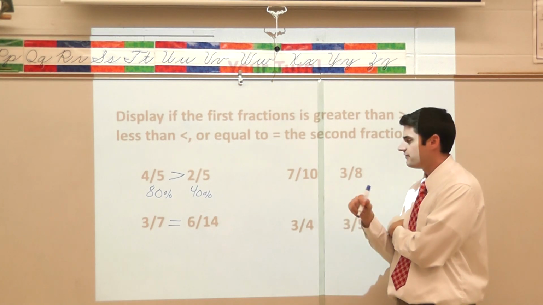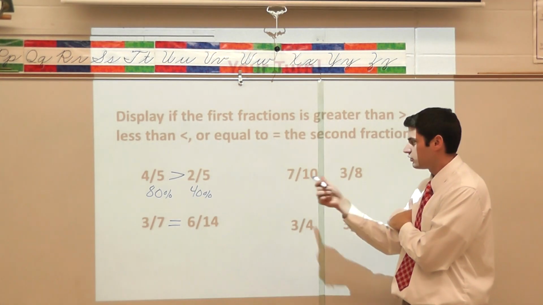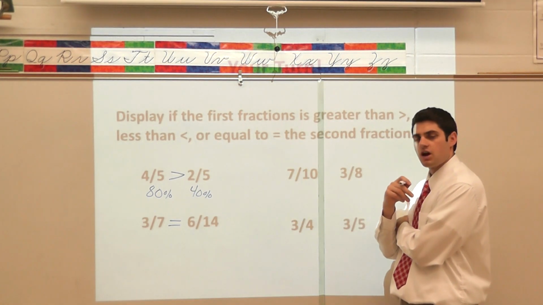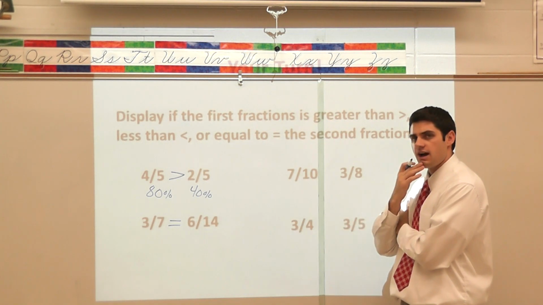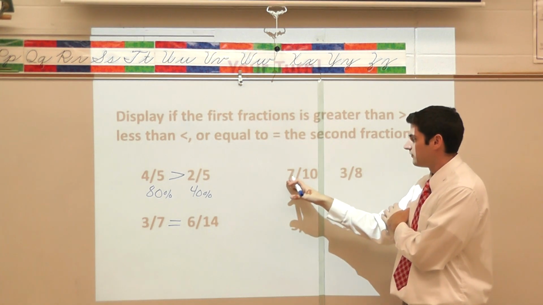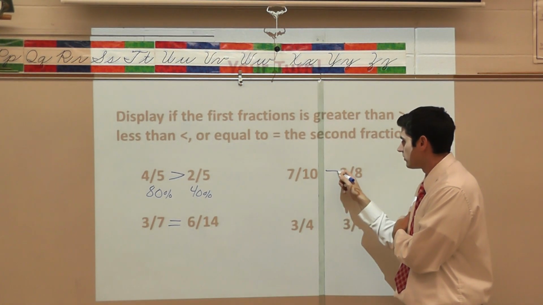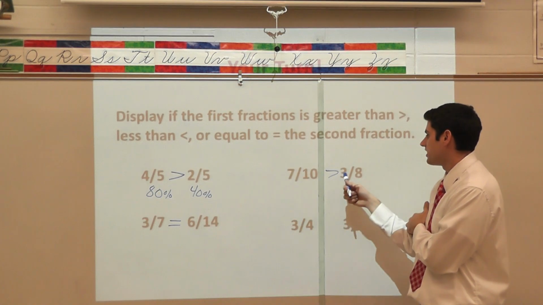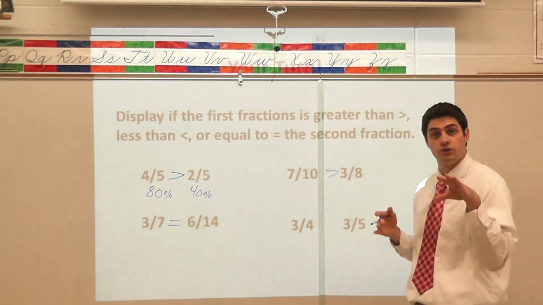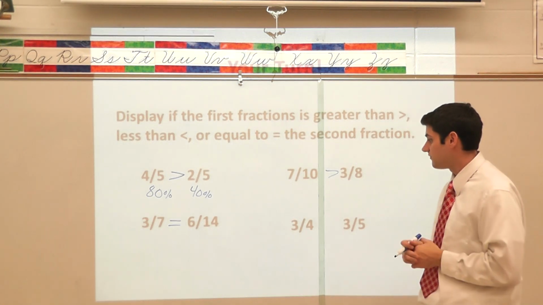Let's examine this one, 7/10. All right, well, 5/10 would be half. So if I have 7/10, I know it's more than half. So if this is more than half, and this is less than half, more than half has to be greater than. So 7/10 is greater than 3/8. So that's where you can use the benchmark fractions to help you out as well.